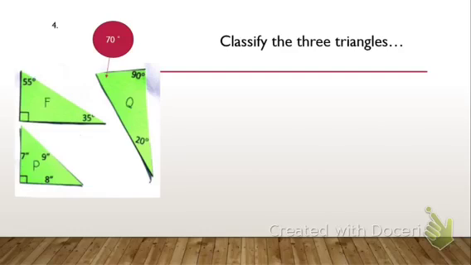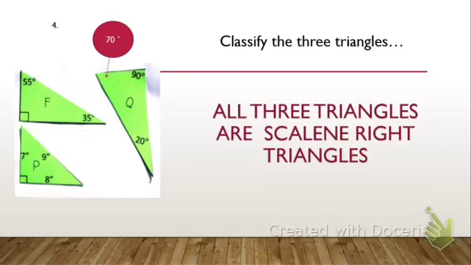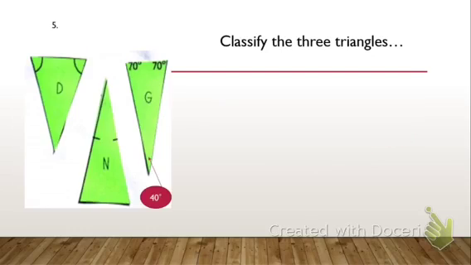And then let's look at triangle Q. You have a 90 degrees, a 20 degrees, and then the other one was not given. I just did 90 plus 20 and then subtracted that total from 180, and that gave me 70. So if you notice, in all three triangles you have a 90-degree angle, and none of the angles are congruent. So all three triangles are scalene right triangles. Let's move on to example number 5.